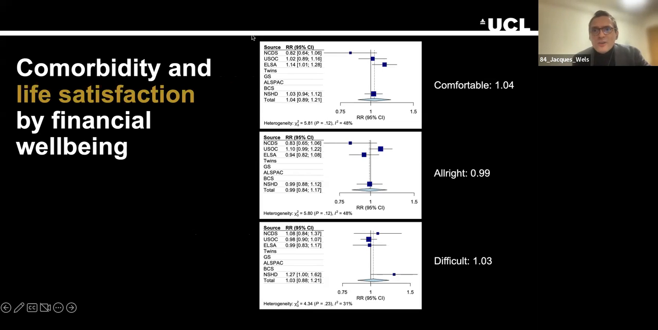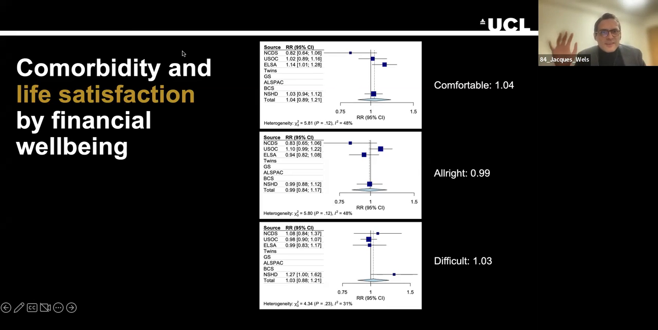Here we have created 3 categories of financial well-being: comfortable, all right, difficult, and we just replicate the analysis for research question 1, but by financial well-being. And this is pretty tricky to look at. First, there's heterogeneity again, which makes it very complicated, particularly for those reporting having a difficult financial situation. Huge heterogeneity, but that's also explained by very small samples.